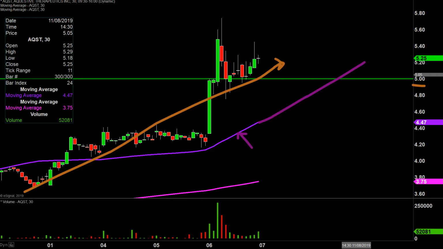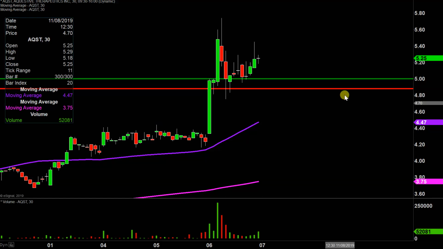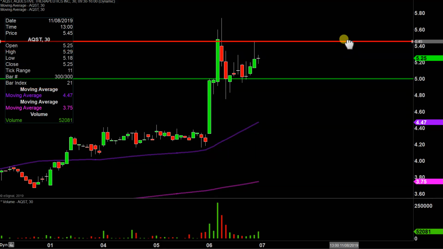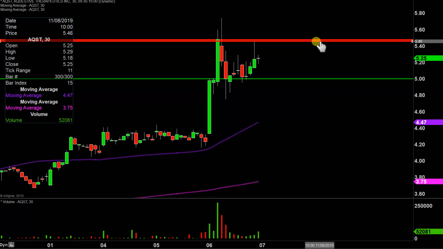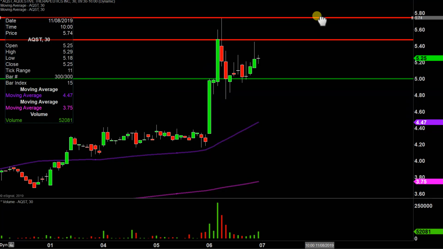What about levels of resistance moving forward? Initial level to keep an eye on, going to be right here at $5.50, and if the price can push up through $5.50, next key level, nothing fancy or complicated behind that other than where the party officially stopped today, and that was right up there at $5.75.